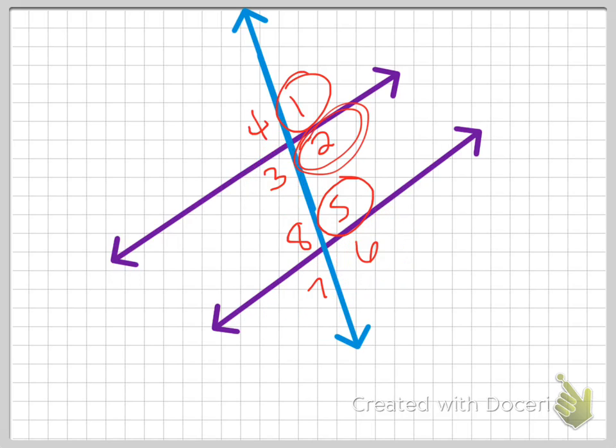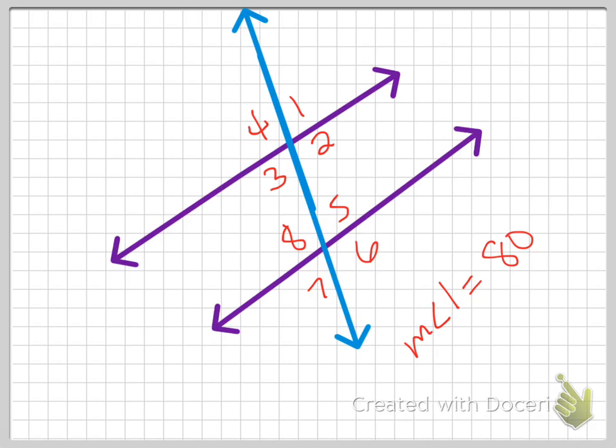For example, if I tell you that the measure of angle 1 is equal to 80 degrees, then that means the measure of angle 5 is also equal to 80 degrees. Okay, they're corresponding.